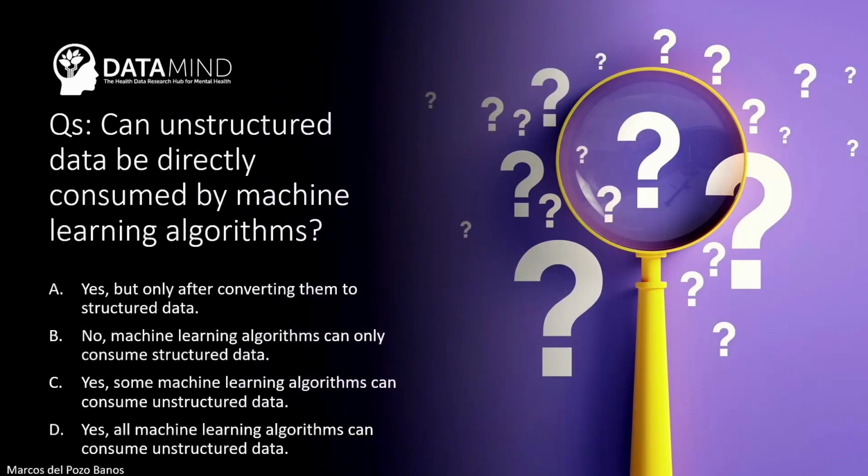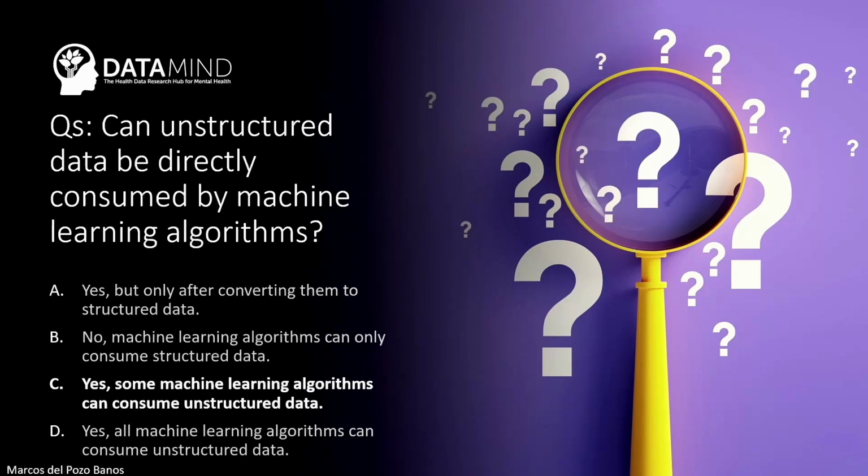So now, based on what we have said, can unstructured data be directly consumed by machine learning algorithms? As we said, yes, some machine learning algorithms can consume unstructured data, but they are the least common. Often, this algorithm will consist of two blocks. One that adds a structure to the data, and then the other one that is a more traditional, if you want, machine learning algorithm that consumes only structured data.